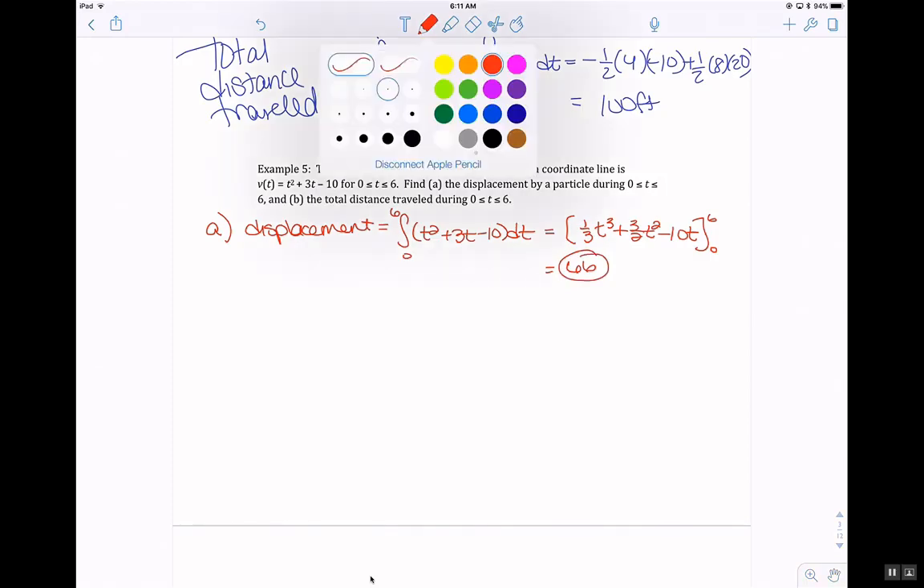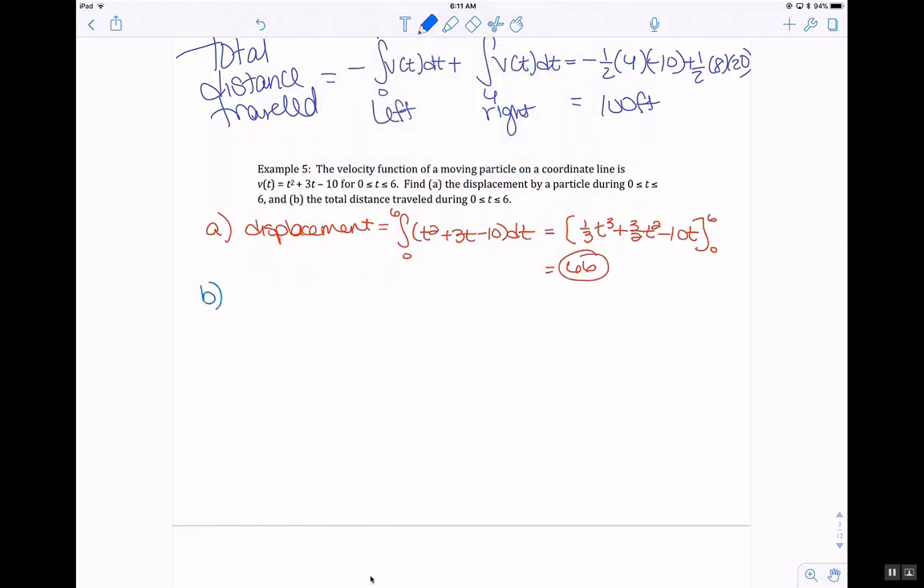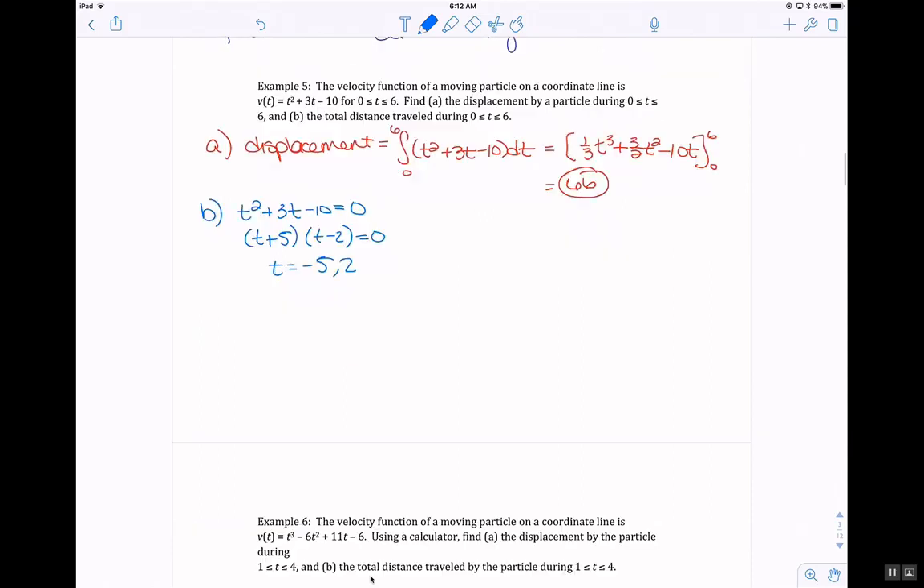Now, when you go and look at your total distance traveled, it takes into account when the particle is moving to the left, that you have to make that a positive distance, not a negative distance. So we need to take our t squared plus 3t minus 10, set it equal to 0. We're going to try to figure out where the particle is moving to the left. So this is t plus 5 and t minus 2. So t is negative 5 and 2.